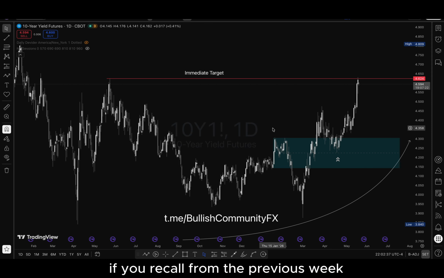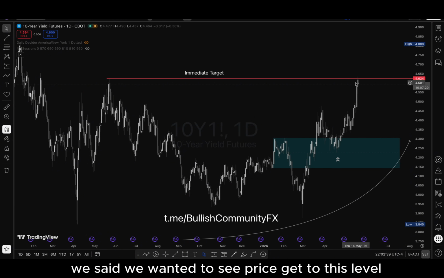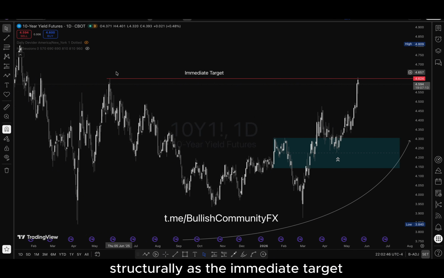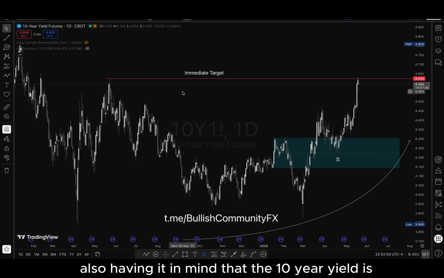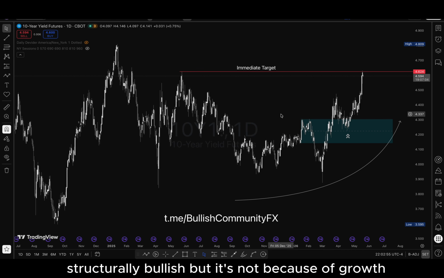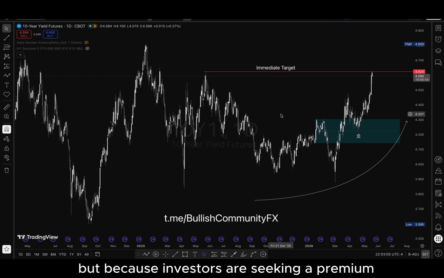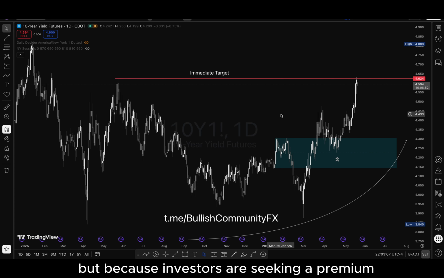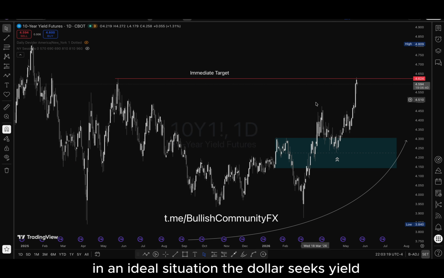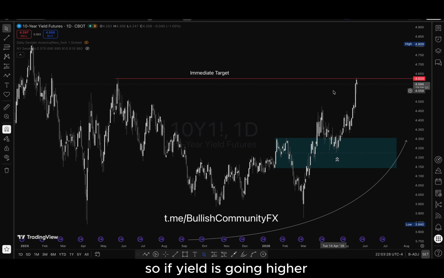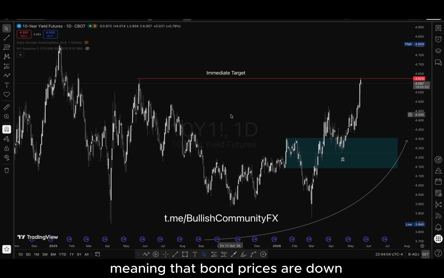If you recall from the previous week, we said we wanted to see price get to this level structurally as the immediate target. Also having it in mind that the 10-year yield is structurally bullish, but it's not because of growth, but because investors are seeking premium. In an ideal situation, the dollar seeks yield. So if yield is going higher, you see a bullish dollar as well, meaning that bond prices are down.